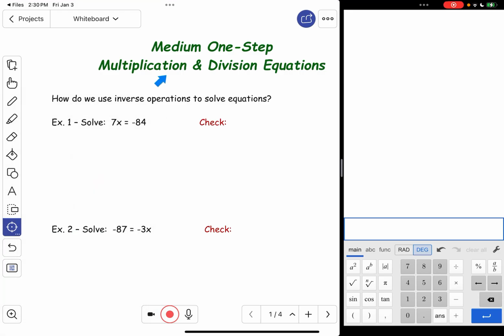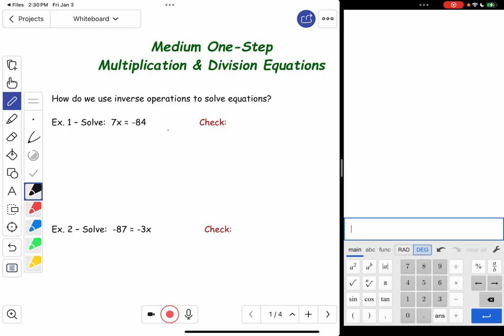Today we're going to focus on multiplication and division equations. So here we have our first equation. Remember, we are going to use inverse operations. The inverse of multiplication is division, and the inverse of division is multiplication.